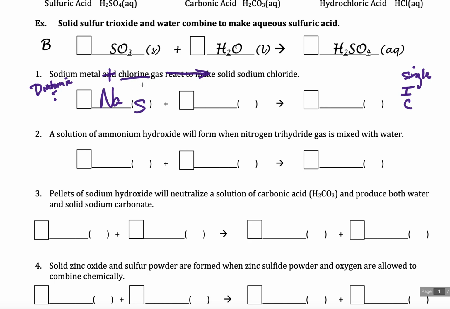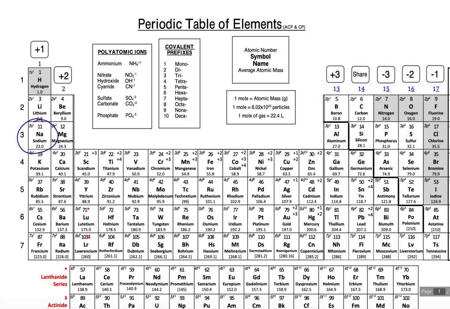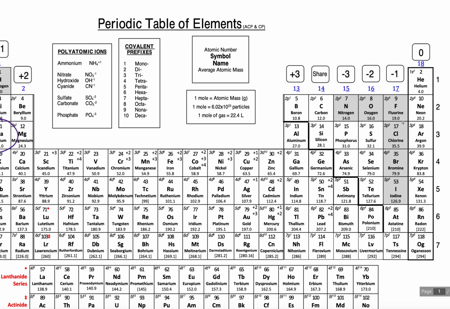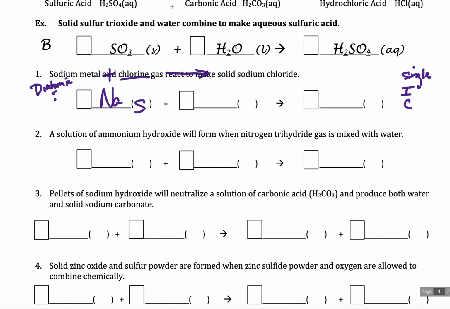Now we've got chlorine. Chlorine, is it diatomic? I don't know. Let's go check the periodic table. Here's chlorine. It is shaded in gray. That means it's one of those guys that has to form pairs if it doesn't have anybody else to bond with. And it's a gas. And then it makes solid sodium chloride. So at least we know it's solid.